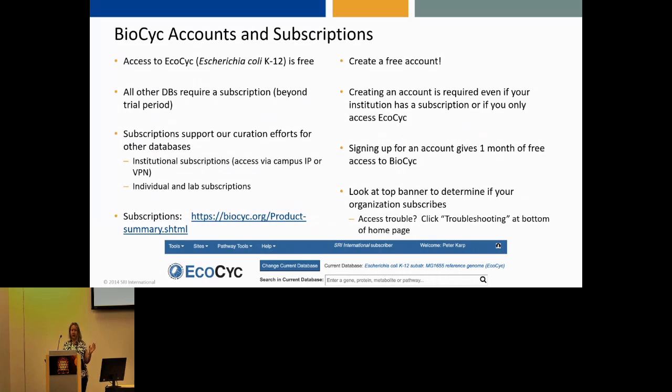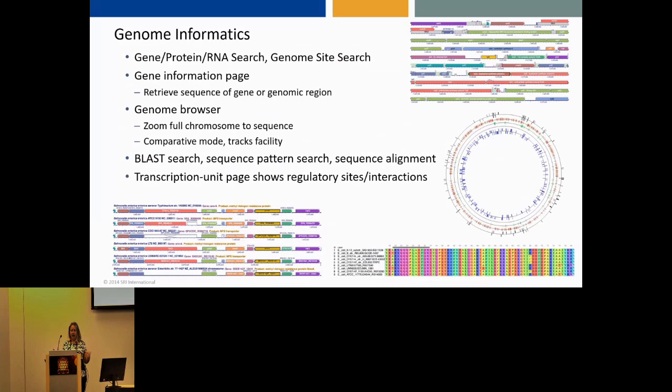So I'm going to briefly survey some of our site capabilities and then pick just a few to go into more detail on. We offer a wide variety of tools for gene and protein informatics. So you can search genes, gene products, other genome sites by a whole variety of attributes.